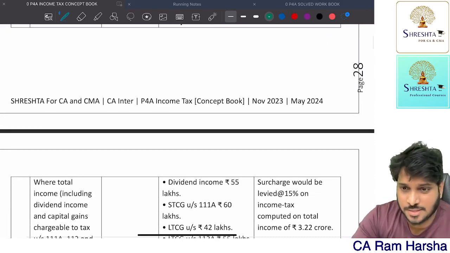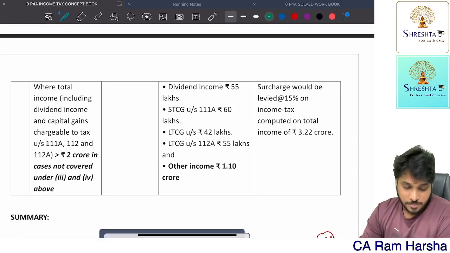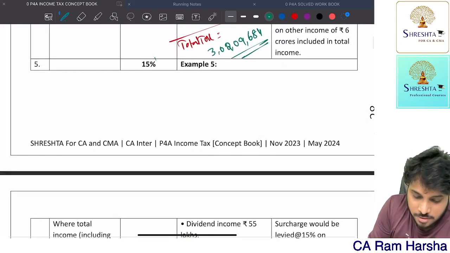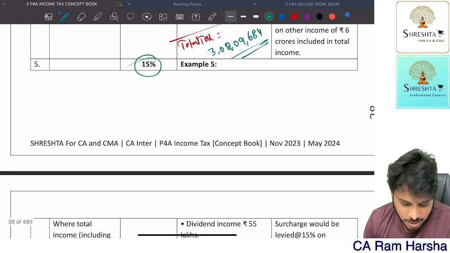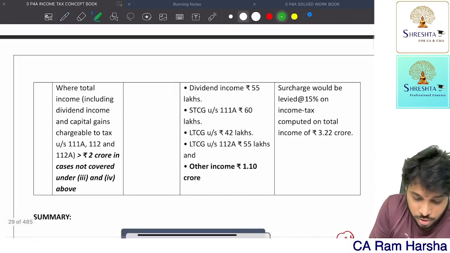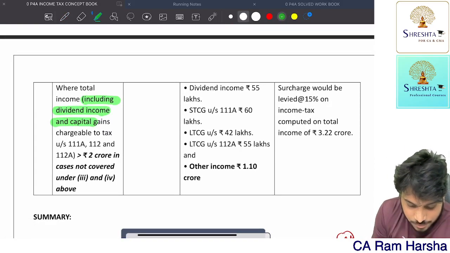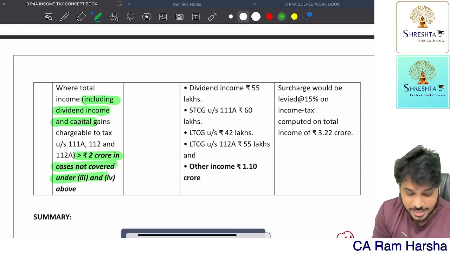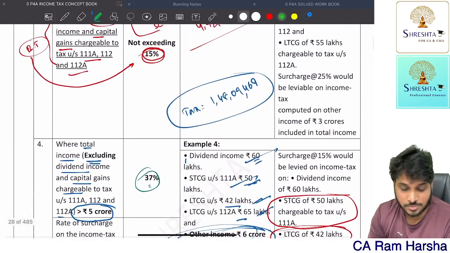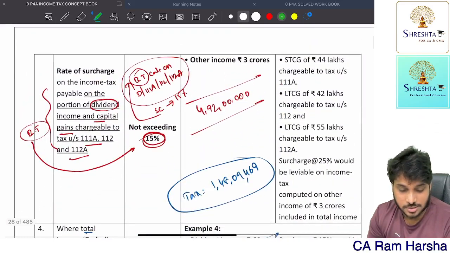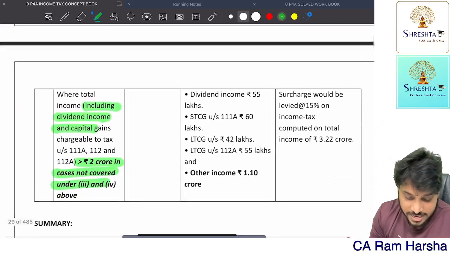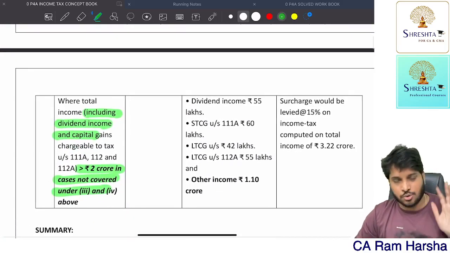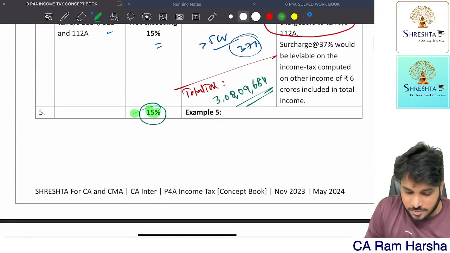Then just a minute. Now you see the fifth case, what is the rate of surcharge? They are saying 15%. Where total income is crossing 2 crore but it is not covered under the above 3 and 4. Here, including dividend and everything, total income is crossing 2 crore. Straight away the rate of surcharge is 15%.